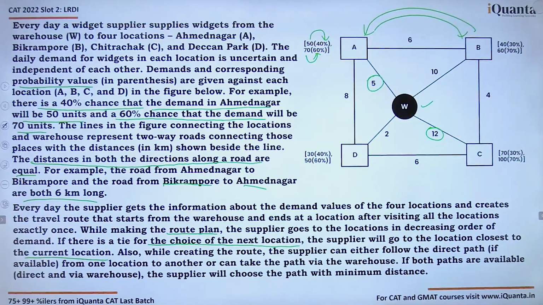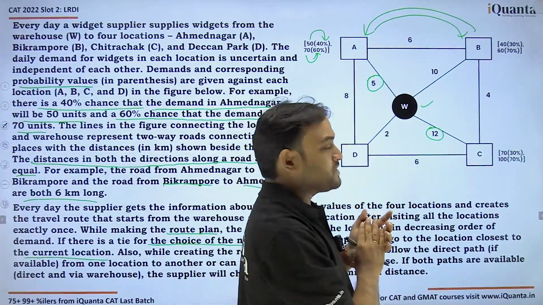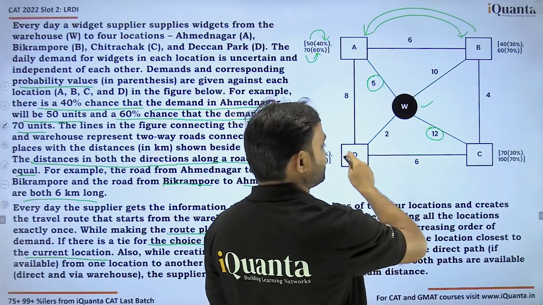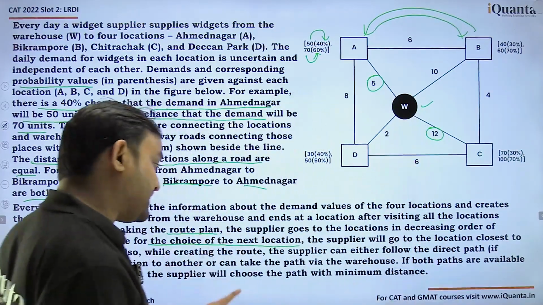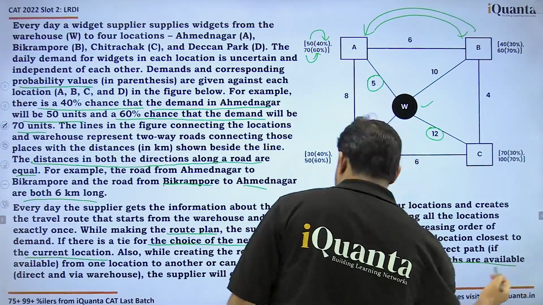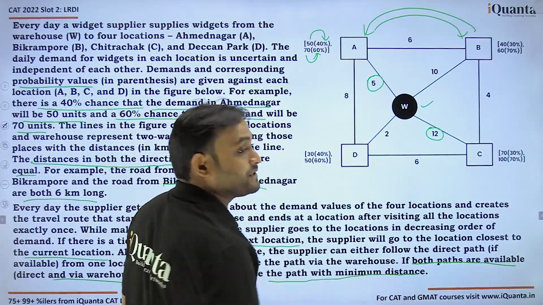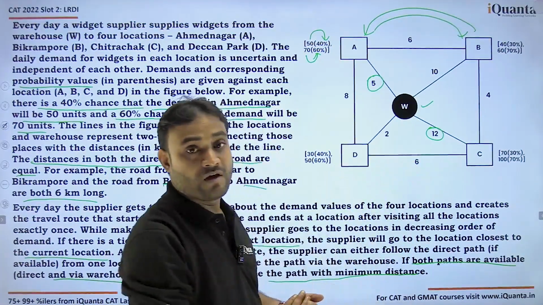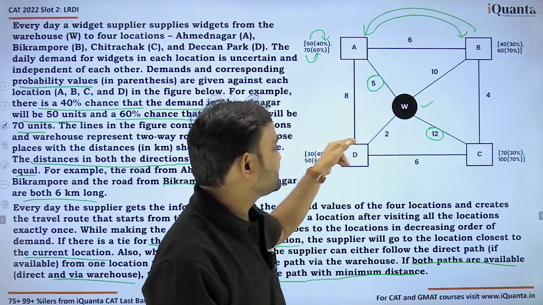While creating the route, the supplier can either follow the direct path, if available, from one location to another, or can take the path via the warehouse. So from C to D, a person can go by the direct path C to D, or the person can go from C to W, then W to D. If both paths are available, direct and via warehouse, the supplier will choose the path with the minimum distance. Like in case of C to D, the supplier will choose the direct path because via warehouse the distance is bigger.